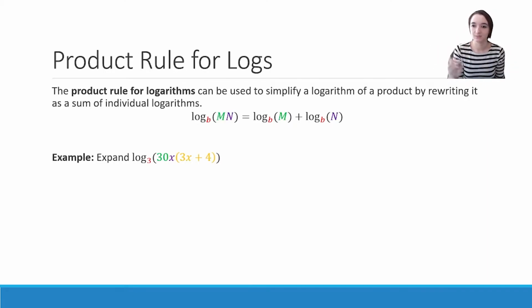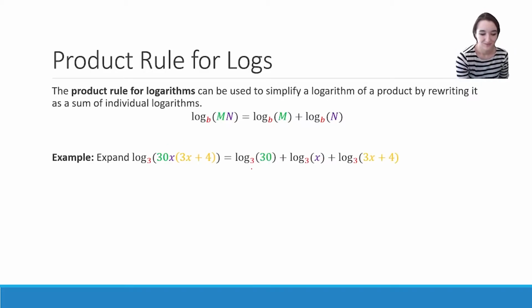So here, in order to expand the log, all I have right now is multiplication. I have 30 times x and x times 3x plus 4. So I have three things being multiplied together. And so I can break this into three pieces. Notice that when I do so, the base stays the same the whole time. It's always log base 3, like so.